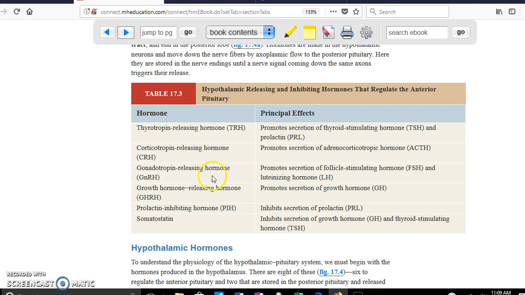What else? Gonadotropin releasing hormone, GnRH, is released from the hypothalamus in order to stimulate the release of FSH and LH. Growth hormone, GHRH, growth hormone releasing hormone, obviously is going to promote the release of growth hormone. Prolactin inhibiting hormone, PIH, is going to inhibit the release of prolactin by the pituitary. And somatostatin released by the hypothalamus is going to inhibit the release of growth hormone as well as TSH by the pituitary.